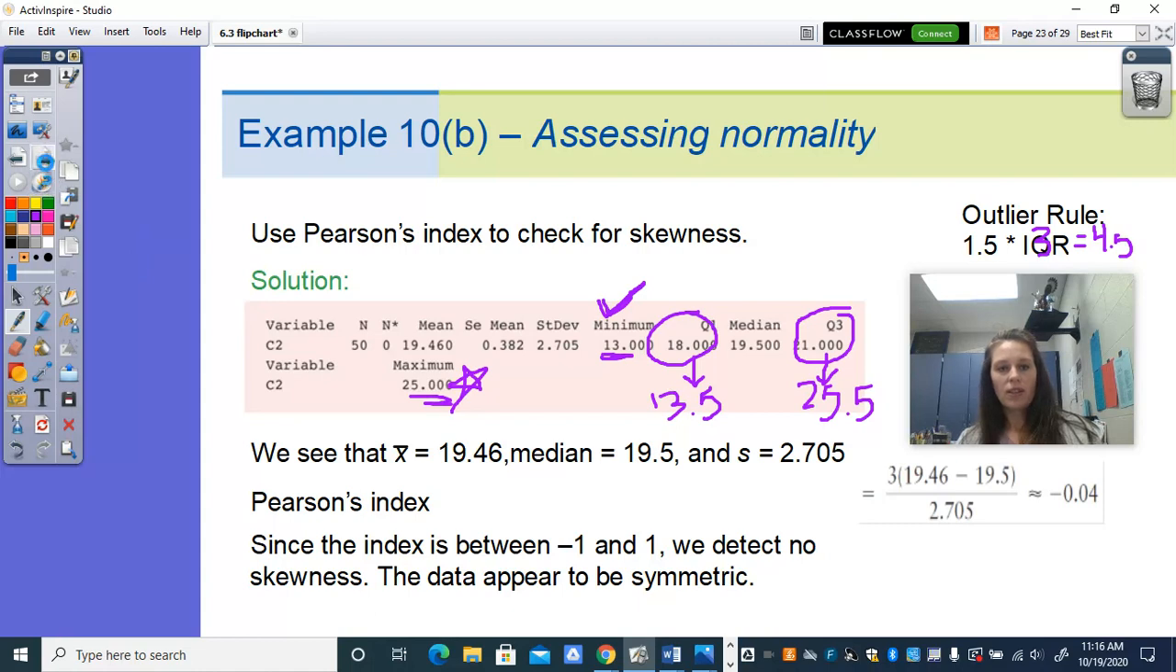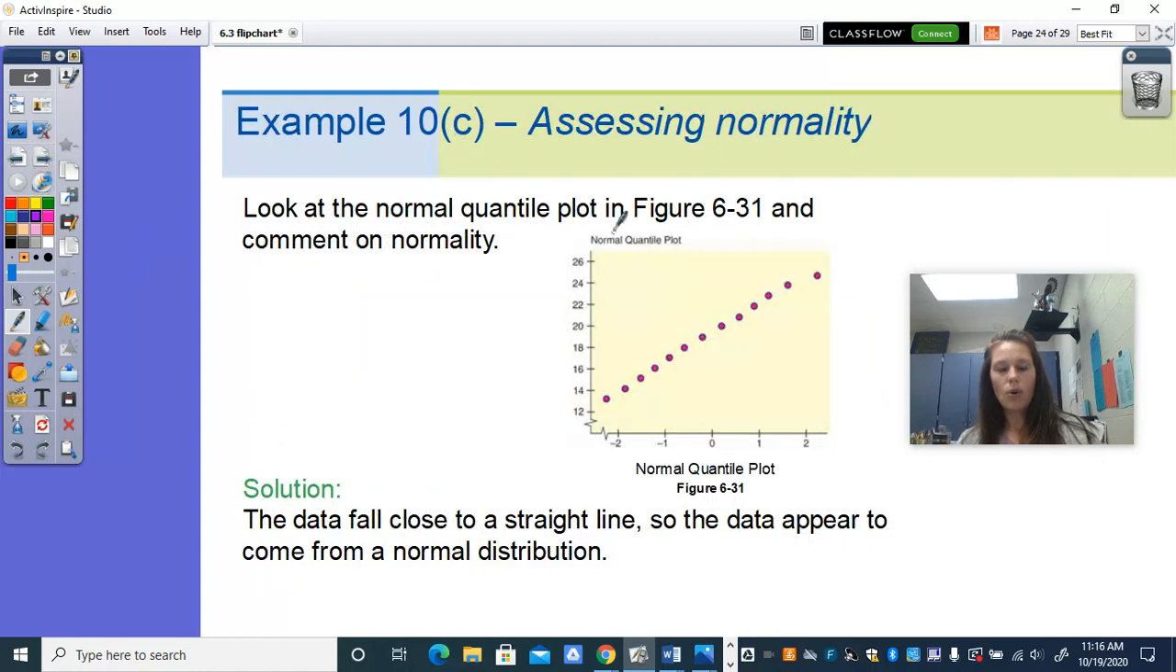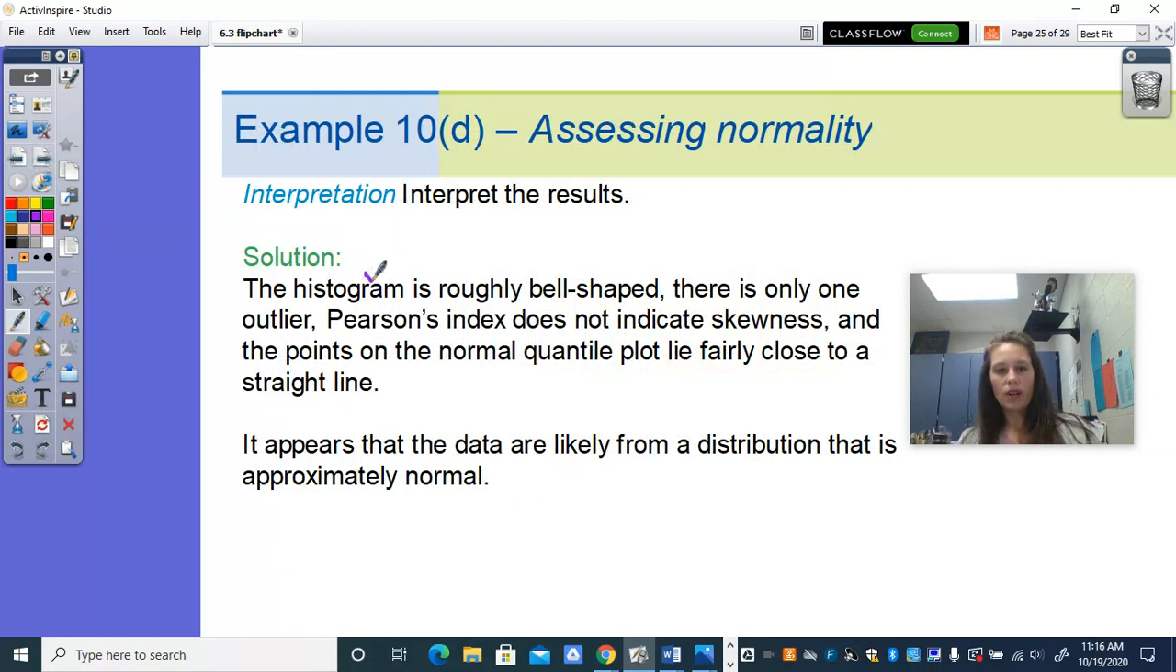And finally, the 4th thing to check is called a normal quantile plot, and it has been given to us. We notice these are close to a straight line. That's great. That's what we want to see. So our final conclusion is the histogram is good. There's only one outlier. Pearson's index is good. The normal quantile plot is good. So it appears this data is approximately normal.